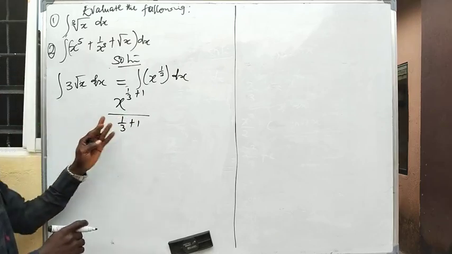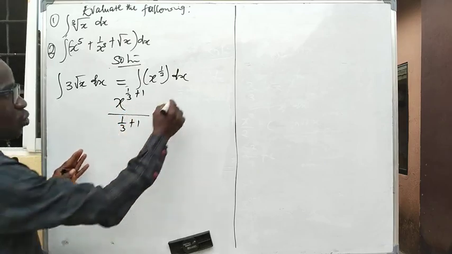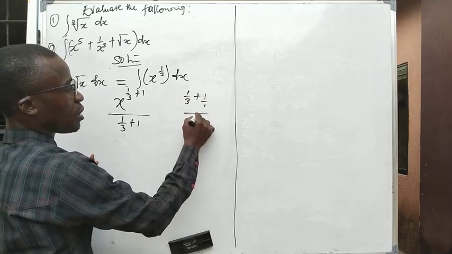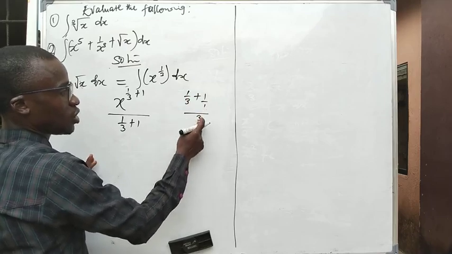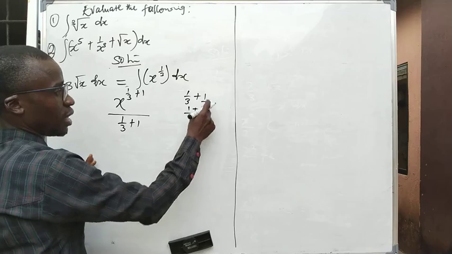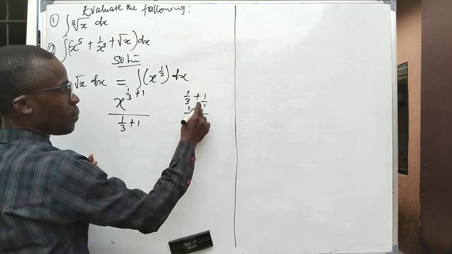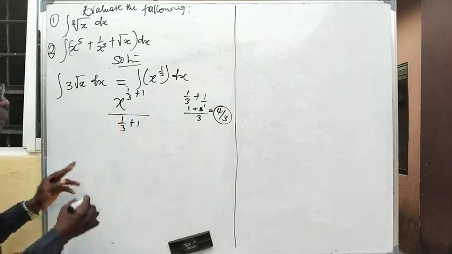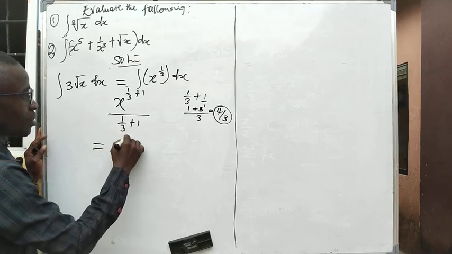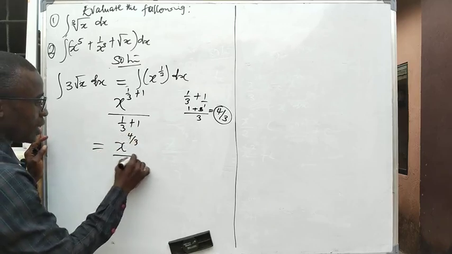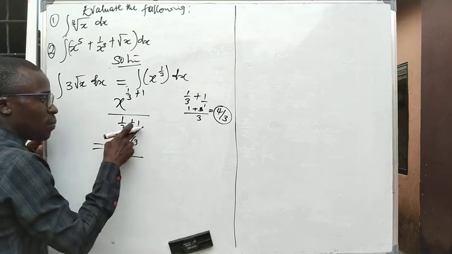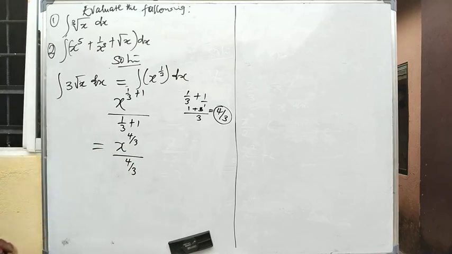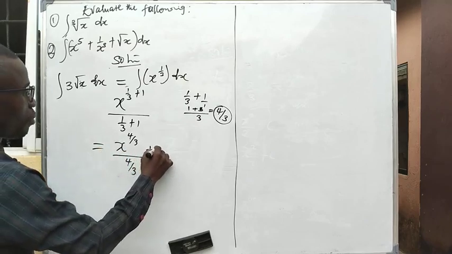Now, you remember that normally in your fractions, when you have 1 over 3 plus 1, you are looking for the LCM of these two. The LCM of 3 and 1 is 3. This by this, 1 times 1 is 1, plus 3 times 1 is 3. 3 plus 1 is what? 4 over 3. So this is the value of the power, which means we are rewriting it now as x raised to power 4 over 3 divided by 4 over 3, since 1 over 3 plus 1 is already 4 over 3. Having done this, you've done the right thing. You can put your plus c.